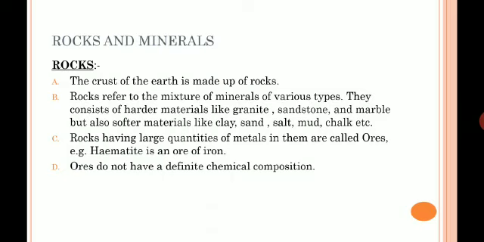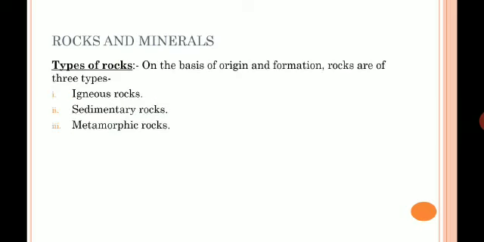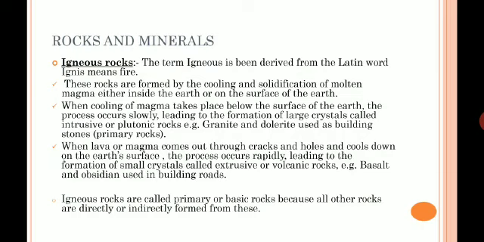Okay, let's move forward. There are three types of rocks. First is igneous rocks, second is sedimentary rocks, and third is metamorphic rocks. These are classified on the basis of their origin and how they are formed. Let's talk about the igneous rock.